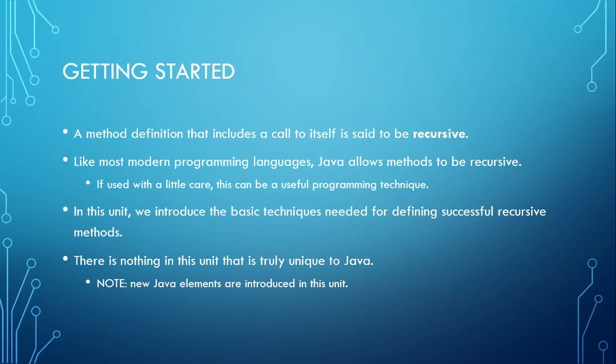Now note, we're not really going to be learning any new Java elements here. For example, when we talked about file I/O, we had the I/O classes. We talked about exception handling. We talked about things like derived classes. We talked about how to add that code in there. Here, we're not really adding new code, we're adding new techniques.